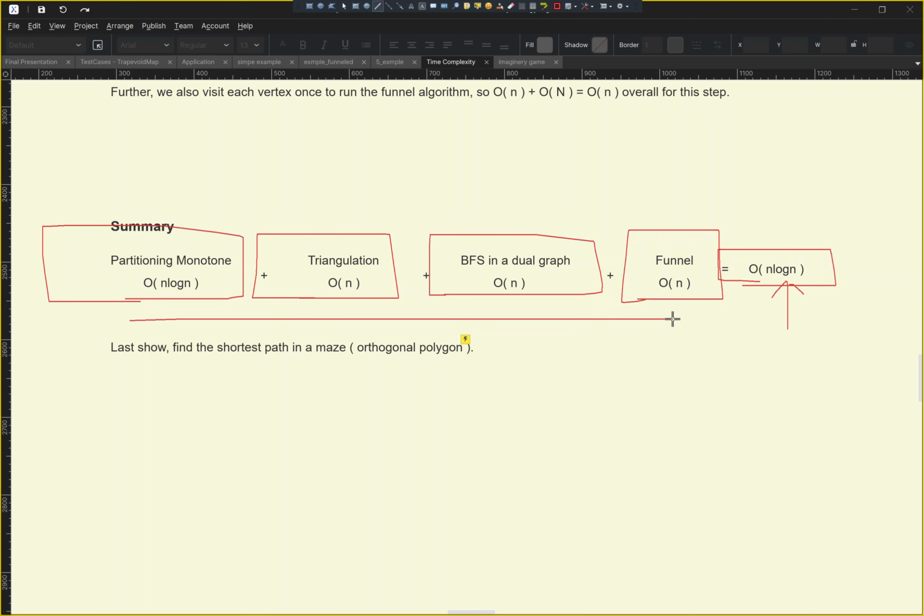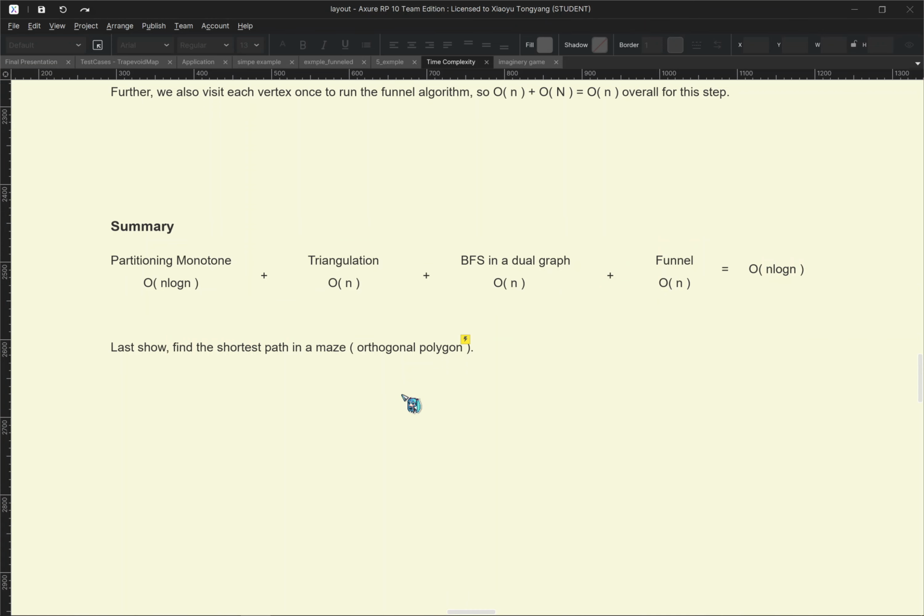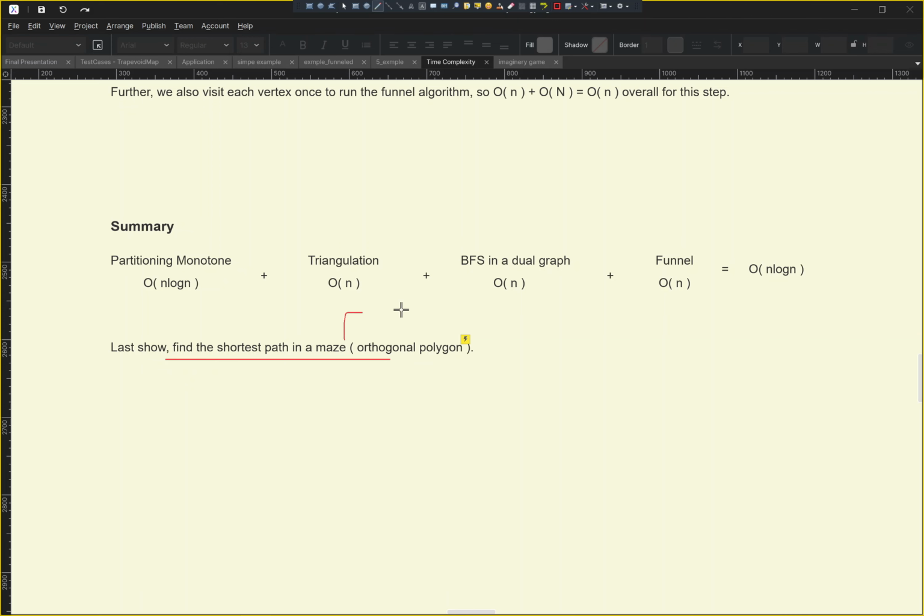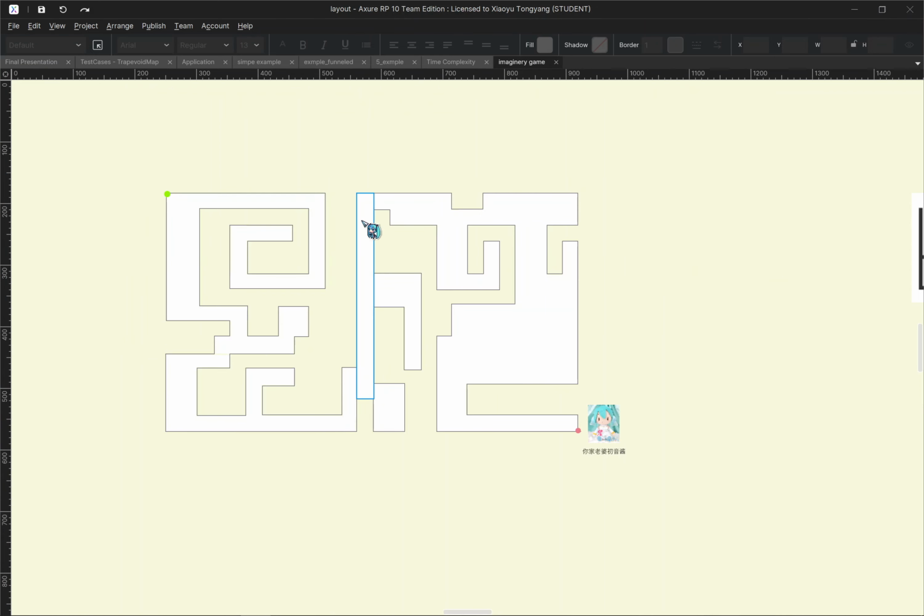Imagine we're doing all of these algorithms to compute the shortest path, but the time complexity is pretty efficient. It's just the time complexity of sorting a compare-based array, which is pretty fast, right? So I think it's time to conclude this video series of my final project. But for the last show, I will show the demo to find the shortest path in a maze, which is a single polygon in this case.